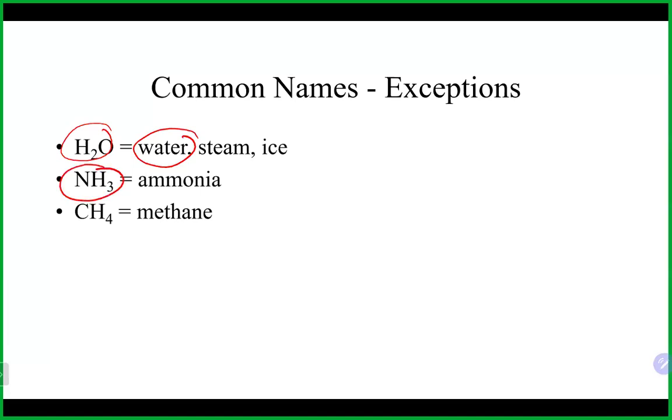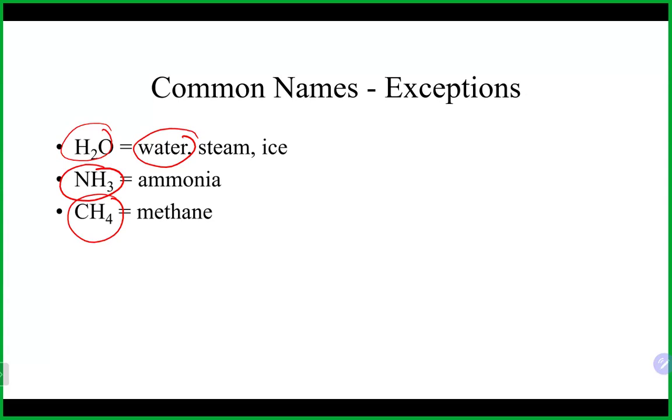NH3 is ammonia. And CH4 is the simplest organic molecule you could have, which is known as methane. That stuff comes out when you light your Bunsen burner and spark it, and then it catches on fire. So those three you should definitely always use the common name: water, ammonia, and methane.